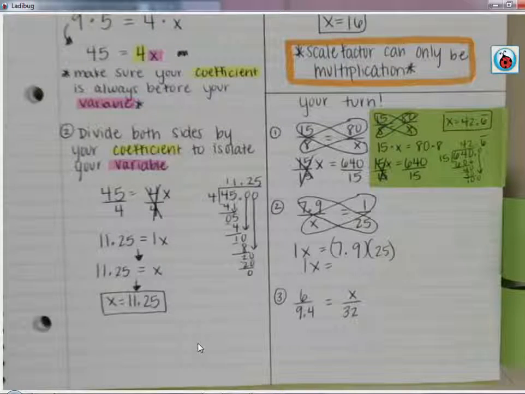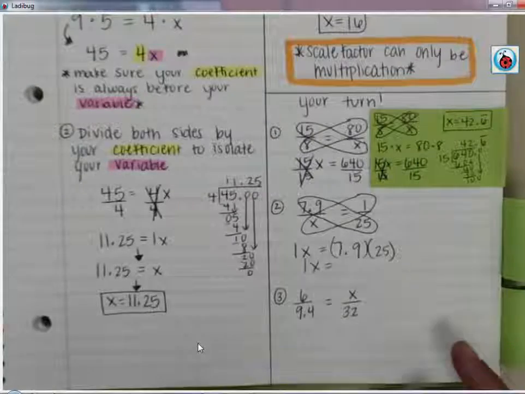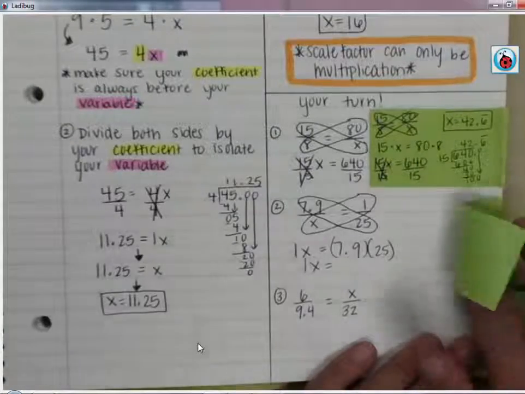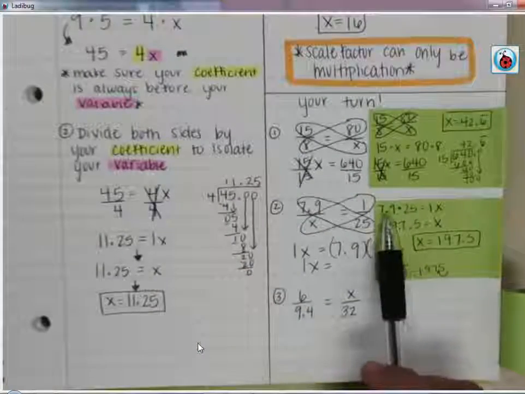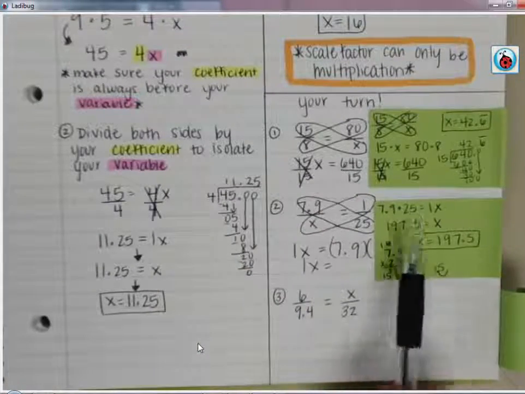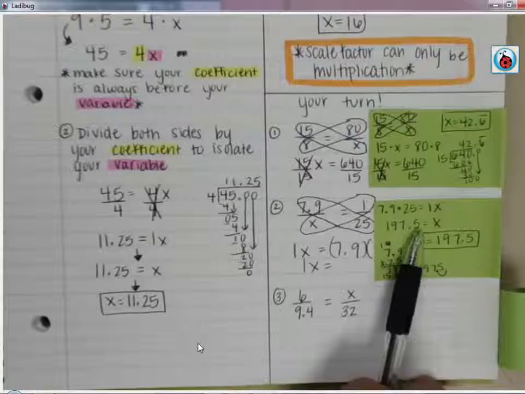When you're finished, just sit there quietly, and the substitute, when the majority of the class is finished, will you please press play? Alright, so if you worked it out, you got 7 and 9 tenths times 25 is equal to 197 and 5 tenths.